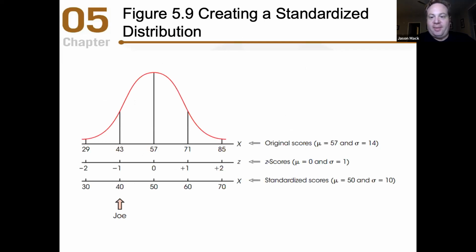Figure 5.9, the distribution of exam scores from example 5.10. The original distribution was standardized to produce a distribution with a mean equal to 50 and a standard deviation equal to 10. Note that each individual is identified by an original score, a z-score, and a new standardized score. For example, Joe has an original score of 43, a z-score of -1, and a standardized score of 40.